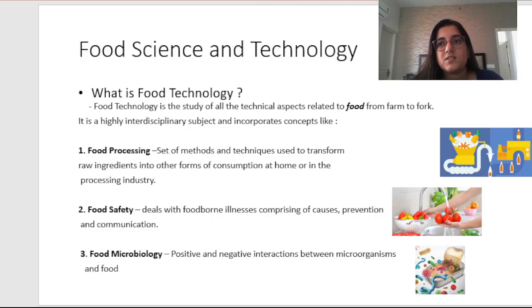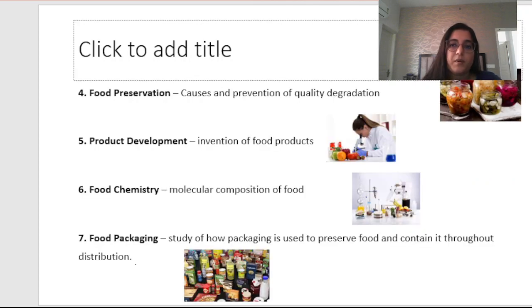Some negative interactions like the spoilage of food, when milk curdles, that is an example of negative interaction of food microorganisms with the food product. When there is rotting of apples, you get apple rot. When you see spoilage of fruits and vegetables at such a large scale in the market, these are all examples of food spoilages. So this is all a part of food microbiology.